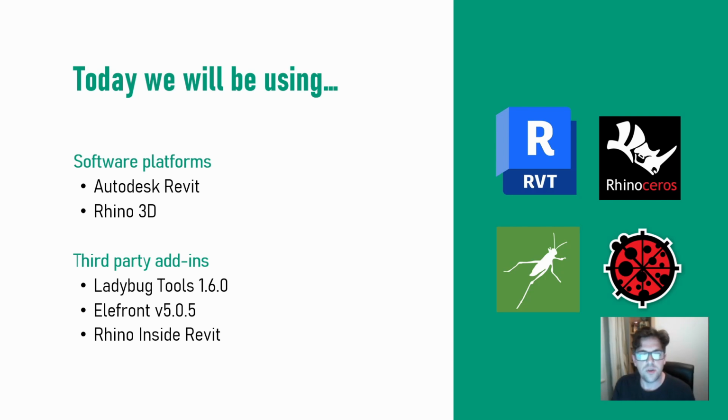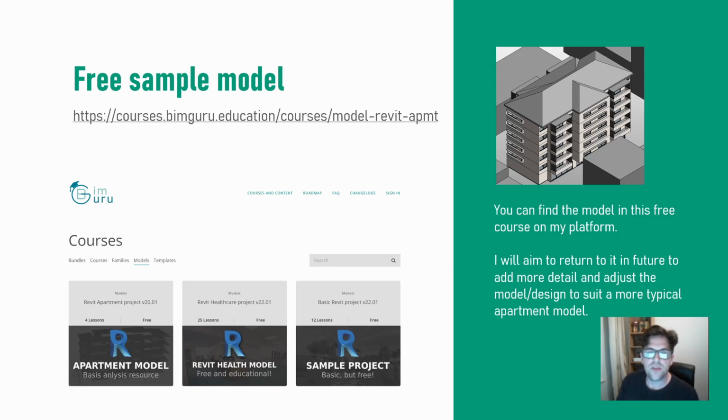Anyway, today I'll be using Revit, in this case 2020, Rhino 3D, so Rhino 7, Ladybug Tools 1.6, the latest version, and Elefront 5.0.5, the latest version, and the latest version of Rhino Inside Revit at the time that I make this video. I will be using a sample model, just a basic apartment building, which I have put onto my course platform. I am planning to develop this model into something more refined in future, but wanted to place it here as a starting point and somewhere that you can access the model.